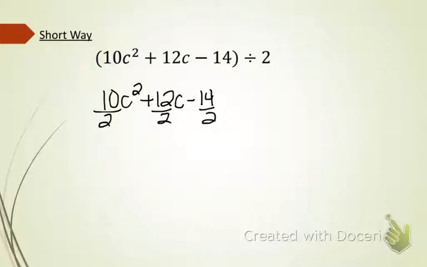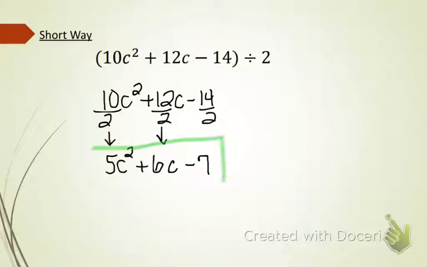And simplify each ratio. So in this first ratio, 10 divided by 2, that's 5. Bring down the c squared. It did not change. 12 divided by 2 is a positive 6. So positive 6, bring down the c. That did not change. Negative 14 divided by 2 is negative 7. So negative 7. And that's it. That's the short way. That's our quotient.